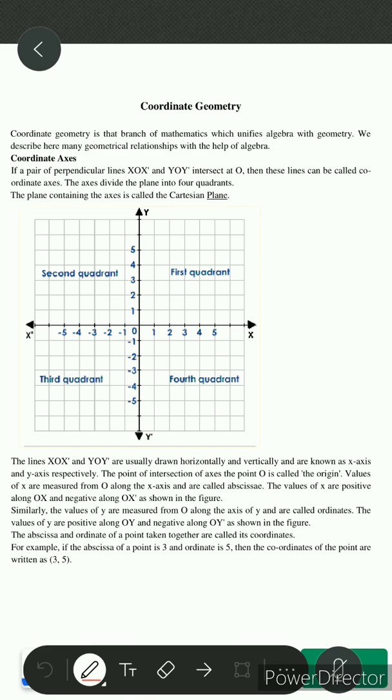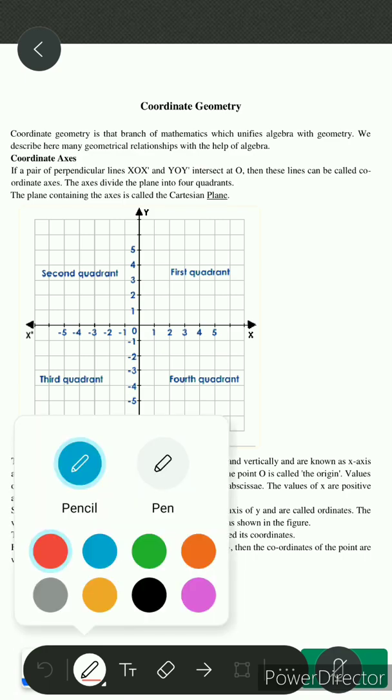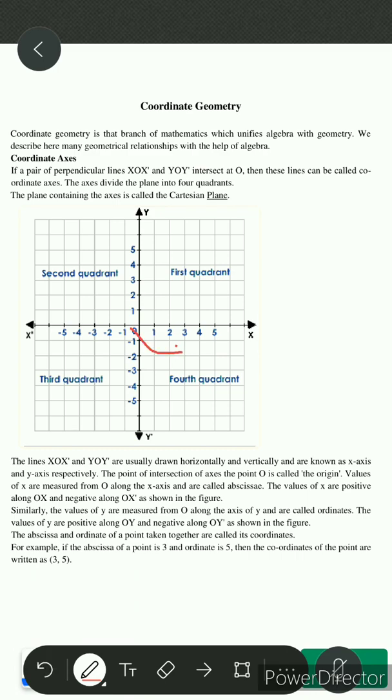If we want to locate a point on a two-dimensional space, through the help of coordinate geometry, we can easily do it. We take two number lines, keep them perpendicular to each other, and the point of intersection of both is known as origin.